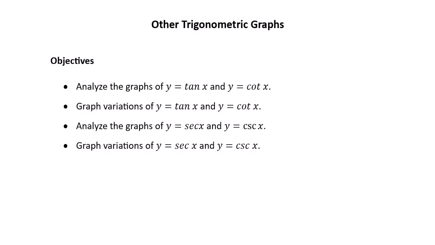Other trigonometric graphs. Objectives. Analyze the graphs of y equals tangent x and y equals cotangent x. Graph variations of y equals tangent x and y equals cotangent x. Analyze the graphs of y equals secant x and y equals cosecant x. Graph variations of y equals secant x and y equals cosecant x.